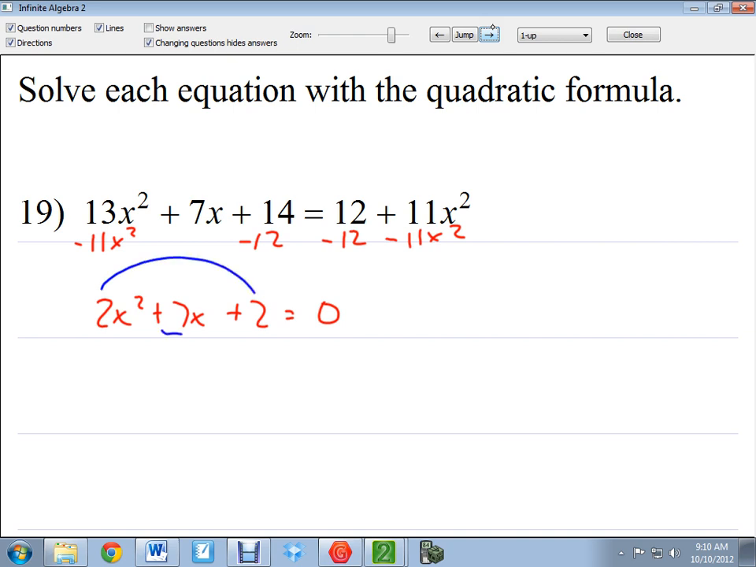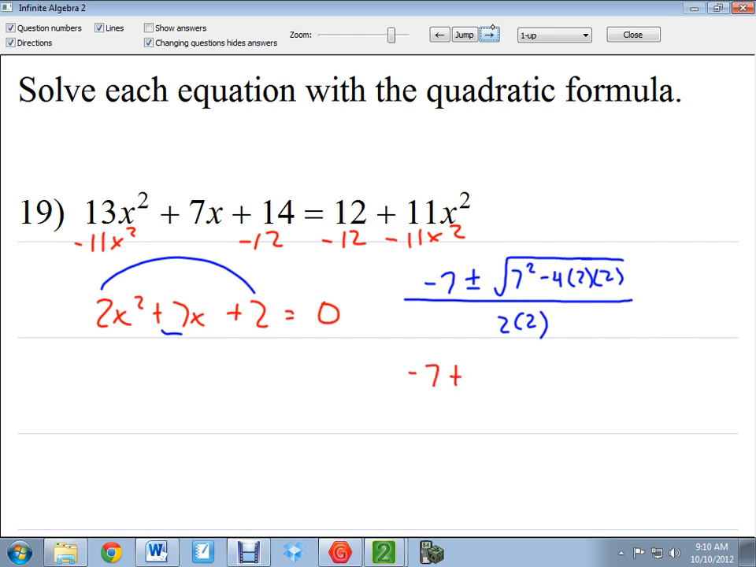the quadratic formula again. Negative version of b is negative 7 plus and minus square root of b, which is 7 squared, minus 4 times a, which is 2, times c, which again is 2. All over 2 times 2. There's a lot of 2's in that problem. Now what we want to do is calculate. This is negative 7 plus and minus square root of something over 4. Now the square root of something is this: 7 times 7 is 49 minus 4 times 2 is 8 times 2 is 16. Now this is going to be nice because this is not going to end up with imaginary roots, because when I subtract 49 minus 16, that is going to be 33.